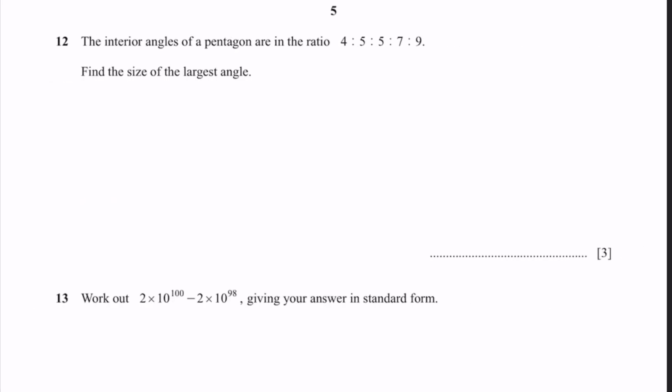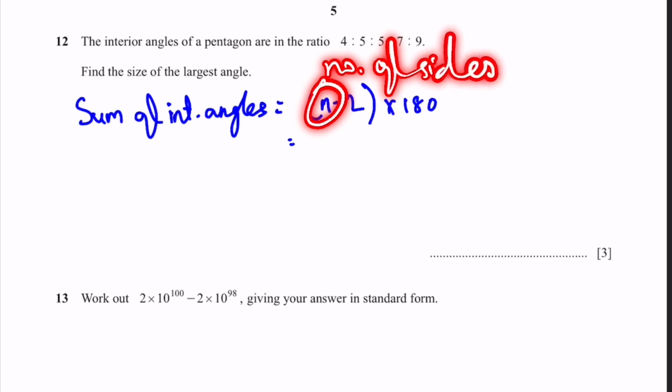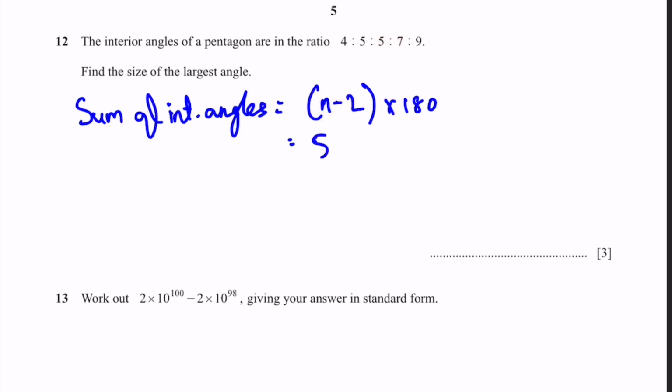Question 12. The interior angles of a pentagon are in the ratio of 4:5:5:7:9. Find the size of the largest angle. First, we need to find the sum of interior angles. The sum of interior angles equals n minus 2 into 180, because n is the number of sides in a polygon. So in a pentagon there are 5 sides. 5 minus 2 into 180. That's equal to 3 into 180, which is 540.